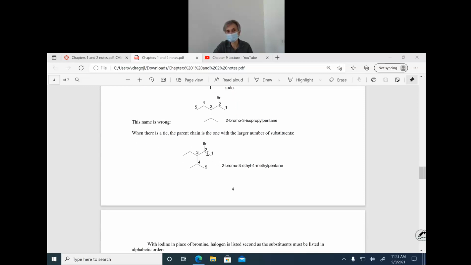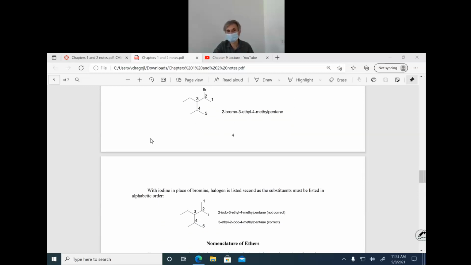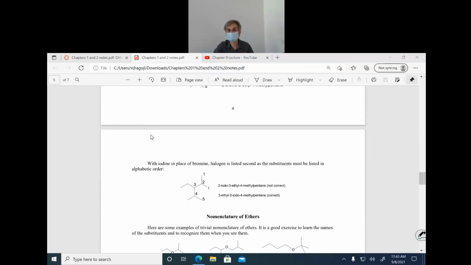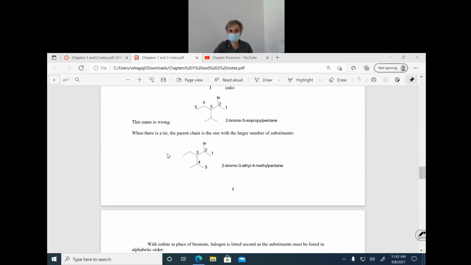But actually, there is another 5-carbon chain that has 3 substituents, and you can see that's easier to name. It's easier to name it as ethyl and methyl than isopropyl. Simpler substituents. So always watch for that. If there are 2 chains with the same number of carbon atoms, watch for the case where you may have a different number of substituents.